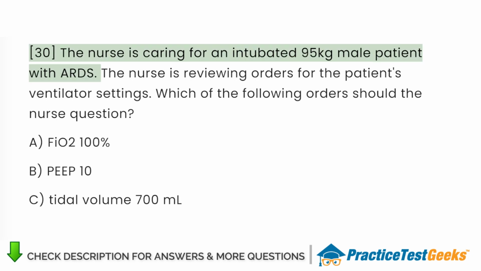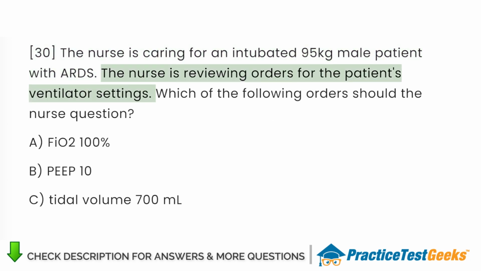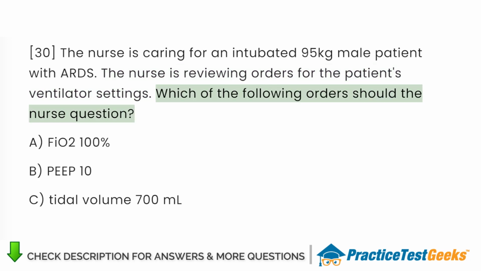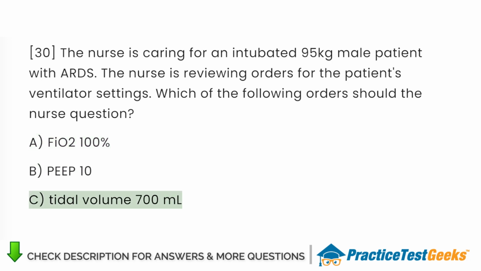The nurse is caring for an intubated 95 kg male patient with ARDS. The nurse is reviewing orders for the patient's ventilator settings. Which of the following orders should the nurse question? A. FiO2 100%. B. PEEP 10. C. Tidal volume 700 milliliters.